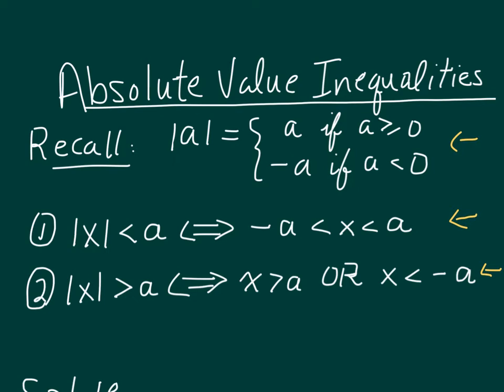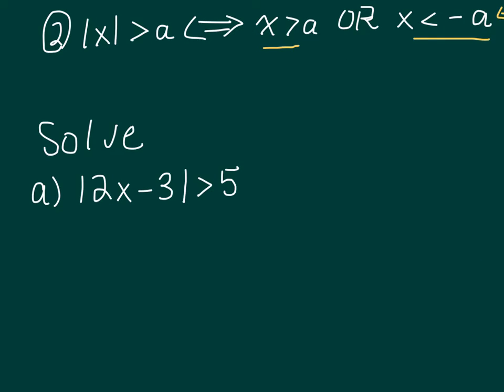The first is that the absolute value of x is less than a if and only if minus a is less than x is less than a, and the absolute value of x is greater than a if and only if x is greater than a or x is less than minus a. With these facts in mind, let's solve this inequality.